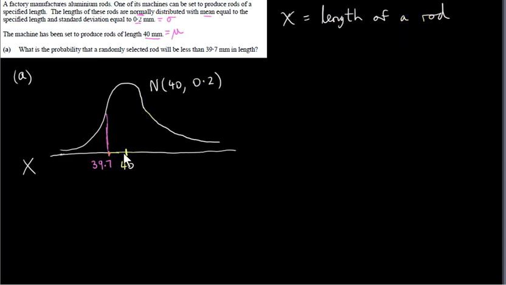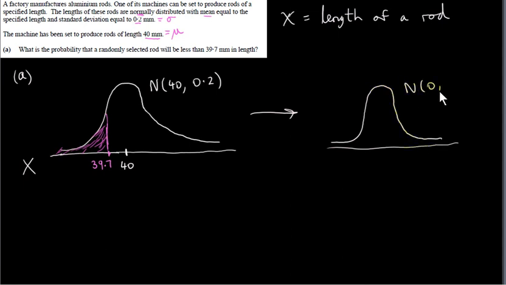So we have a population of rods with a mean of 40 and a standard deviation of 0.2, and we want to find the probability that a randomly selected rod will be less than 39.7. In other words, we want to find this area here. So I've explained this in other videos. What you need to do is convert this to a standard normal distribution. That is a normal distribution with a mean of 0 and a standard deviation of 1.